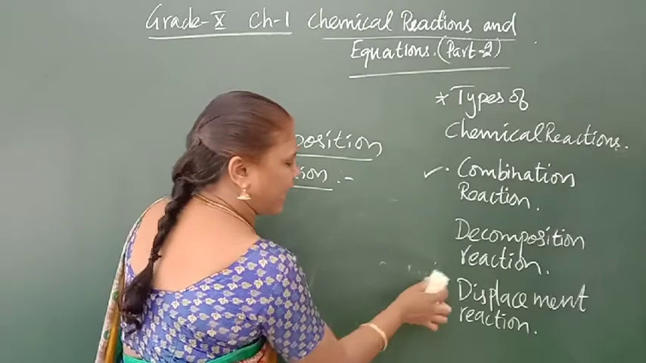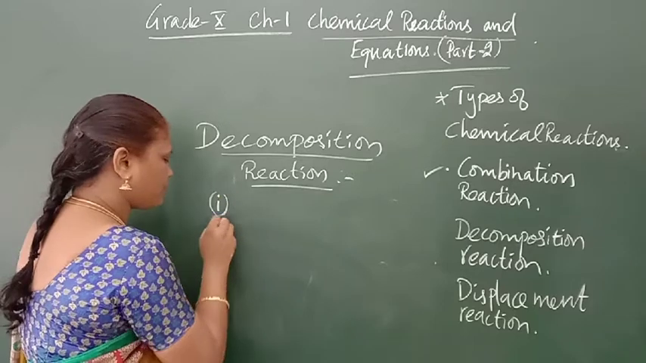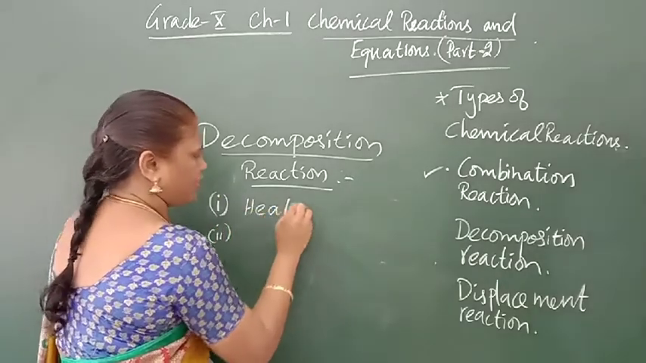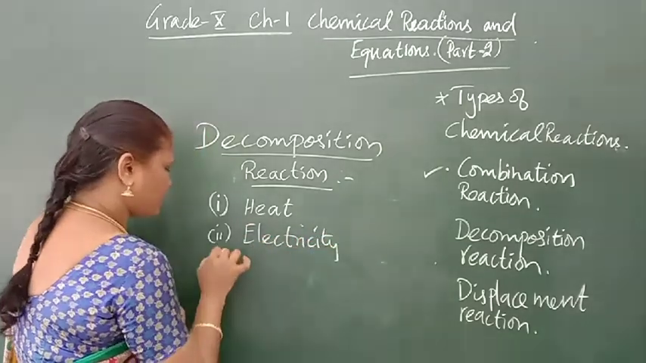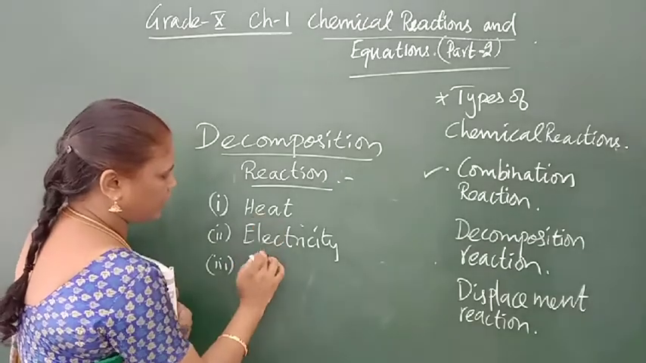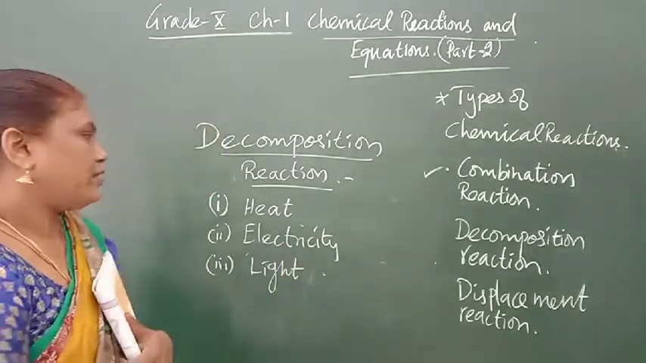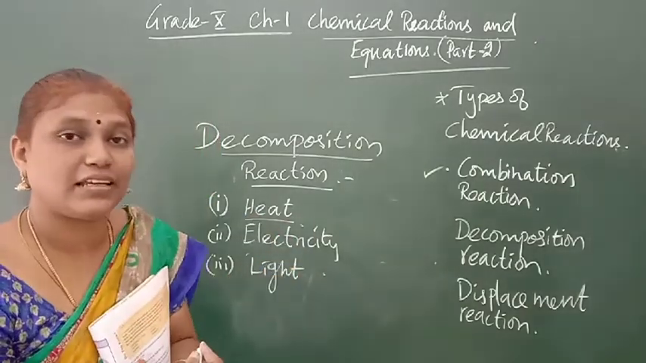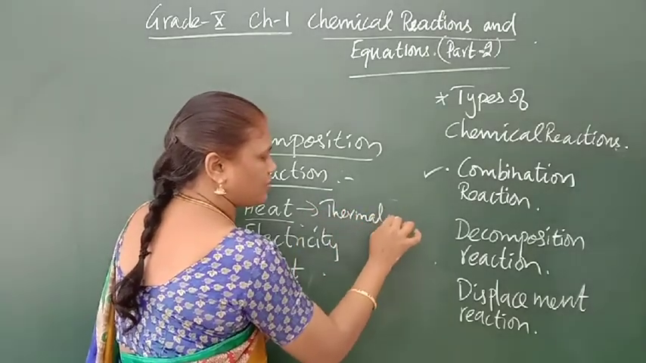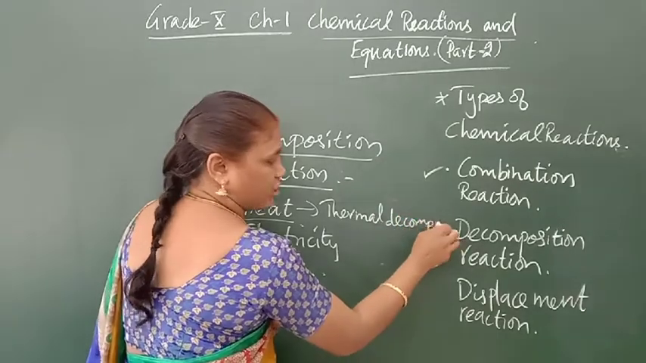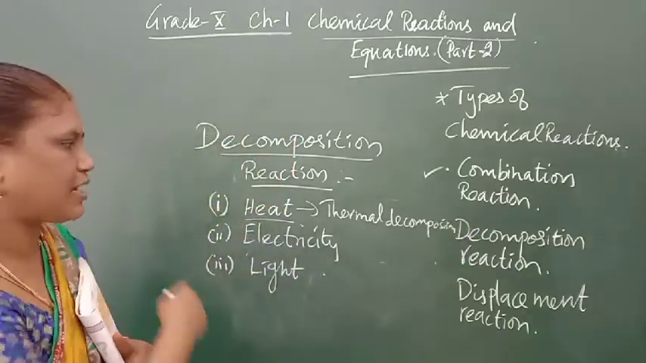Shall we go for the classification of decomposition? The decomposition takes place in three ways. One is by heat, the next one is by electricity, then light. When the decomposition takes place in the presence of heat, it is called thermal decomposition.